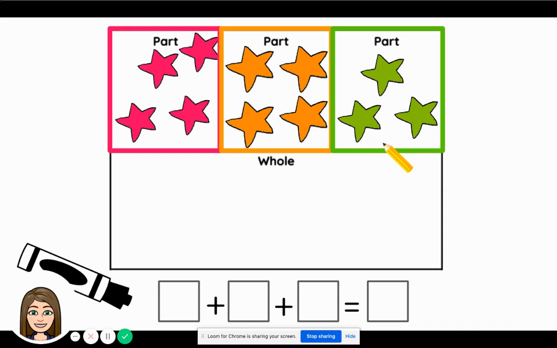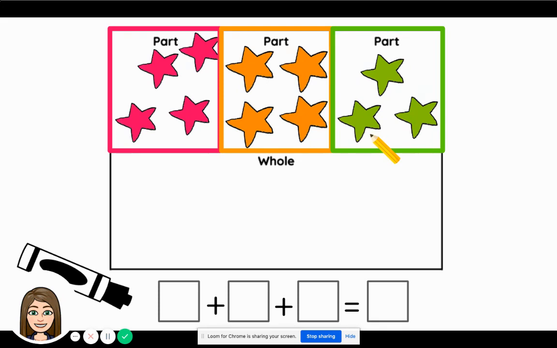If you said there are 11 stars in all, you are correct. Great job. I know this because in my first part, I have 4 pink stars, and my second part, I have 4 orange stars, and I know if we combine our first 2 parts, 4 and 4 makes 8. That's a doubles fact. Now, let's combine the third part. If I know 4 plus 4 equals 8, and I add 3 more, that makes 11. The sum of these 3 parts is 11.